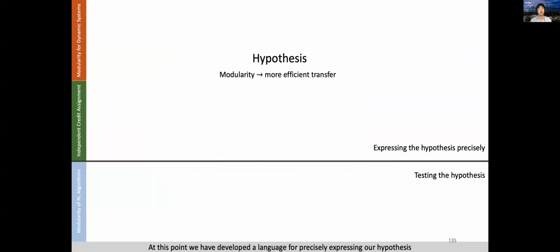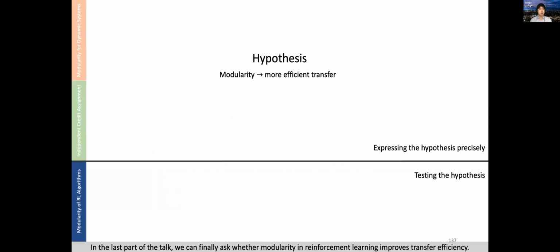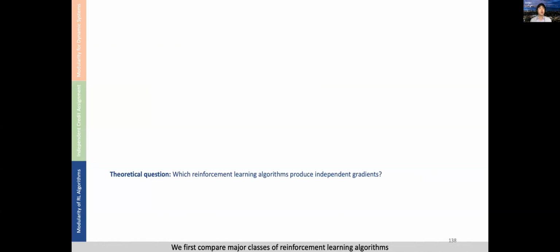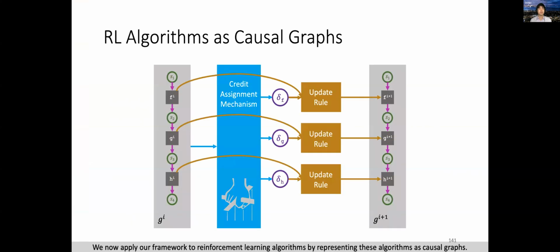At this point, we have developed a language for precisely expressing our hypothesis by presenting a formal definition of modularity in learning systems, as well as a criterion to test for it. In the last part of the talk, we can finally ask whether modularity in reinforcement learning improves transfer efficiency. We first compare major classes of reinforcement learning algorithms on whether they produce independent gradients over a credit assignment update. Then, we empirically test whether having this property correlates with transfer efficiency.